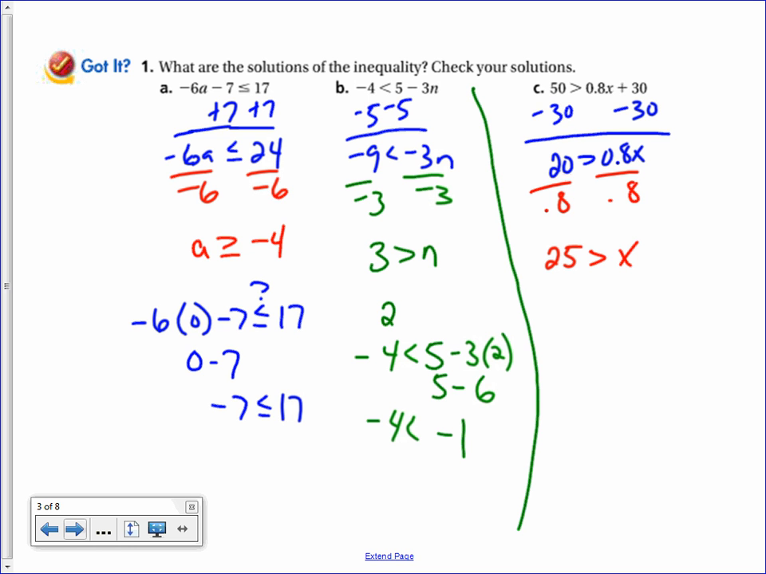So 25 is greater than what numbers? Well, I could think of a number like 20. 20 is less than 25, so 20 is my number I'm going to check. We want to know, is 50 greater than 0.8 times 20 plus 30? Well, 0.8 times 20 is 16. 16 plus 30 is 46. 50 is greater than 46, so yes, I have done that one correctly as well.